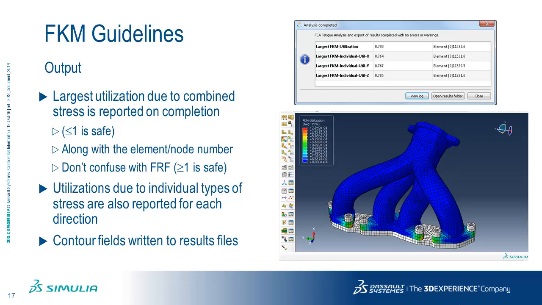One of the things to remember, if you do go this route, is don't confuse it with FRF or FOS, where greater than 1 is safe. With FKM, their measure is a term called utilization. So it's a bit more like damage. So under 1 is good, of course, right?